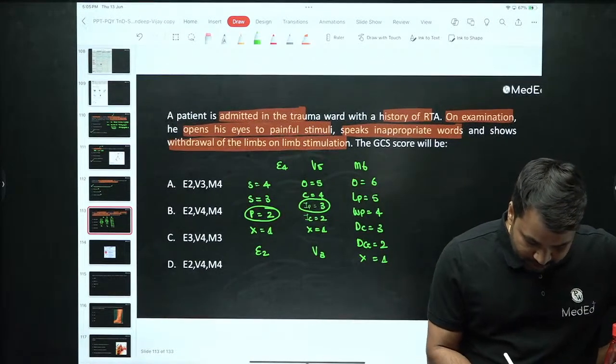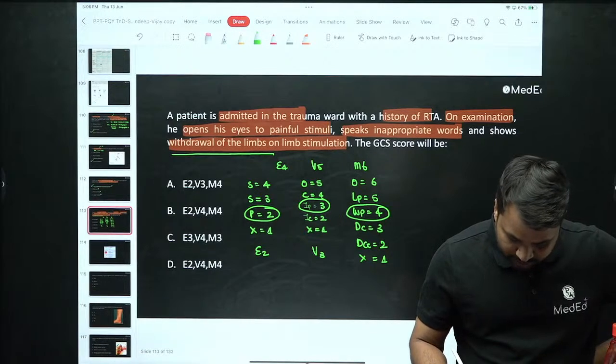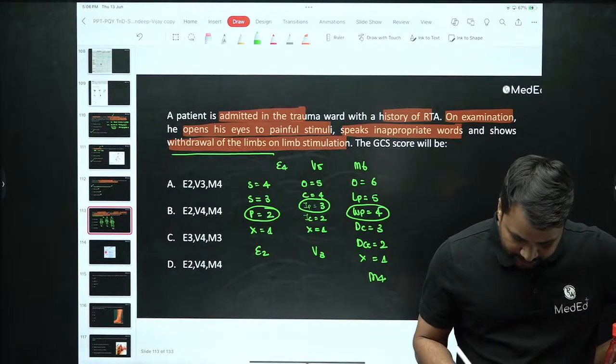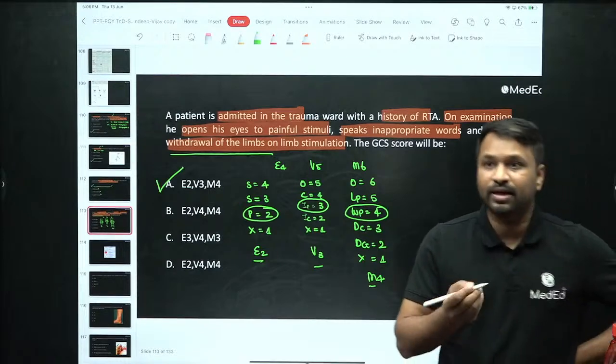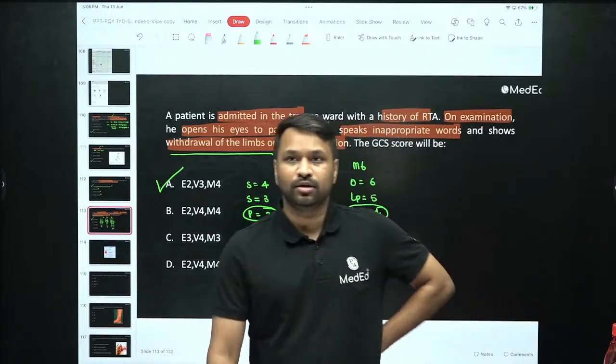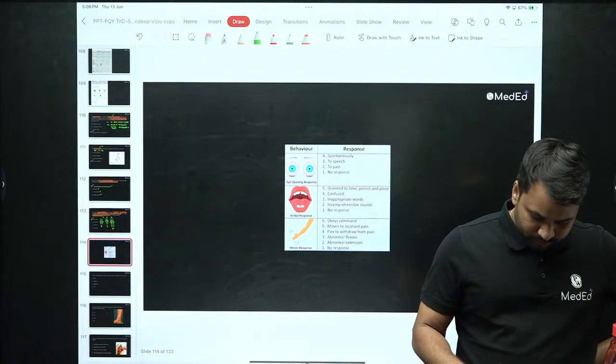Here he shows withdrawal to the pain, that is a score of 4. That is M4. So E2, V3, M4, it is A for Ahmedabad. Very good. Now the same thing I have given you here also.